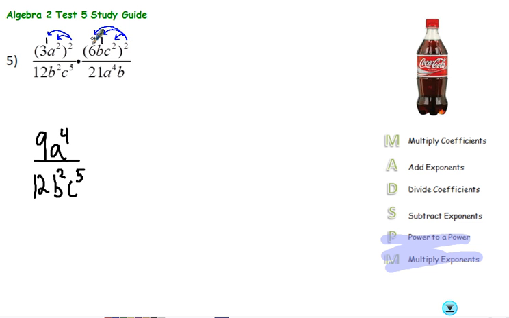And then on the top, 2 times 1, which would give you 6 squared. So 6 squared would be 36. 2 times 1 would be 2. 2 times 2 would be 4. On the bottom, again, no parentheses, so nothing to distribute.